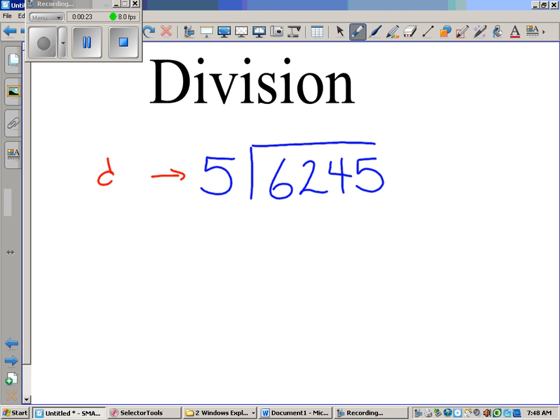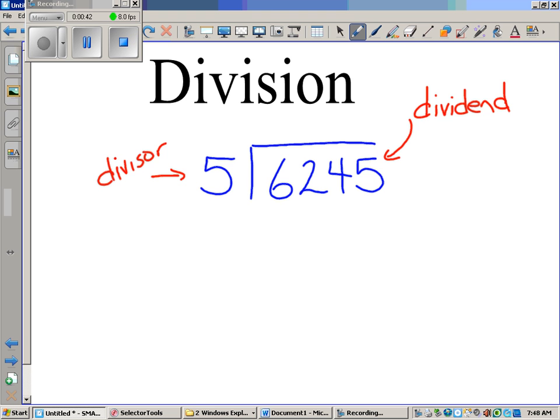So the question is basically made up of parts. For your vocab, that is your divisor, and this number here is your dividend. Vocab's important. Alright, so what you do is you take this 5 and you see how many times it'll go into the digits inside the dividend.